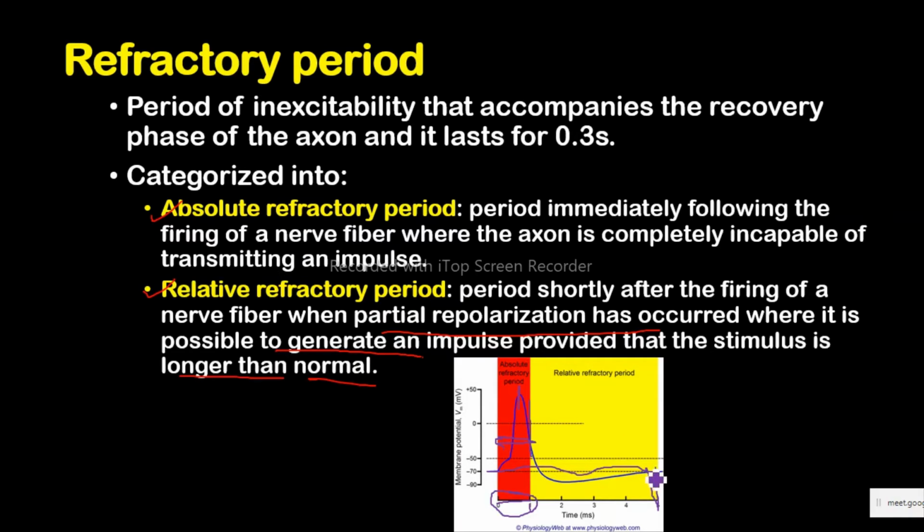However, if the stimulus is high and longer than normal, then it can end up exciting, because you might restore your membrane potential when the stimulus is still there. Okay, so that you excite your nerve, your neuron again. So basically, that's how it is. It is as simple as that.